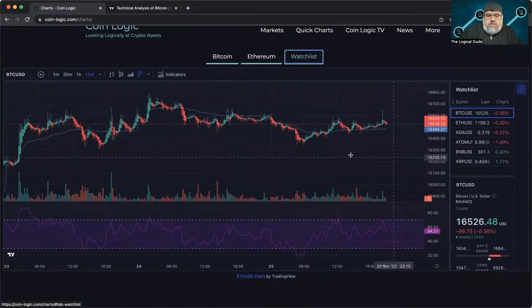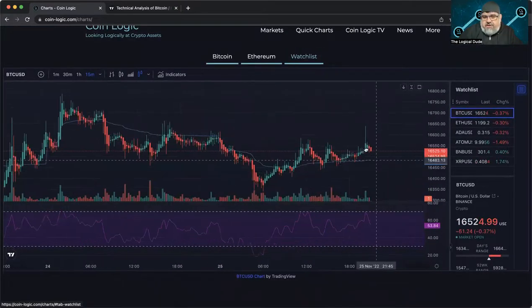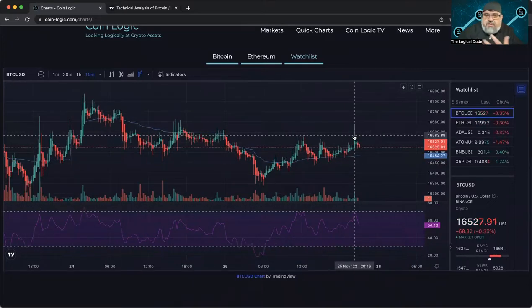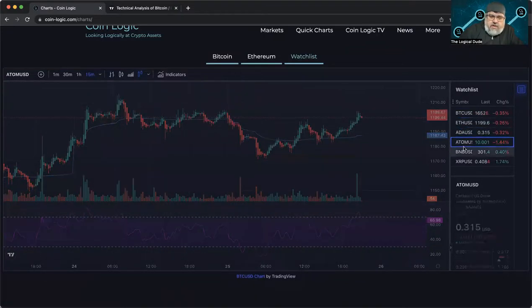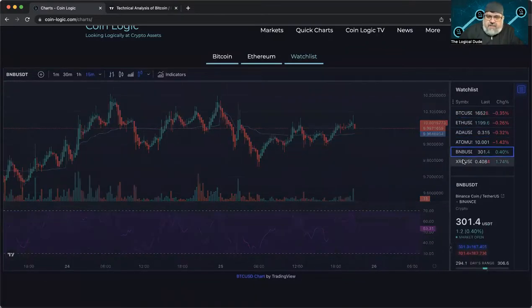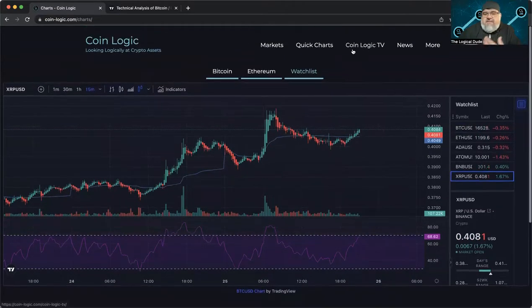This little chart has an RSI, it's got the VWAP here on the chart, so that you can come in here and do some charting if you don't necessarily want to have to go off to TradingView or something like that. You've got your Ethereum chart, ADA, Cosmos, Atom, BNB, XRP, and I'm going to be adding some more to this chart as I go along as well. It's just some stuff that I'll watch.